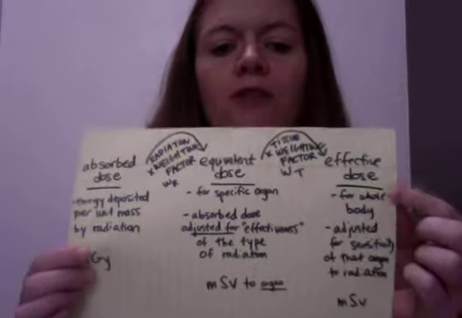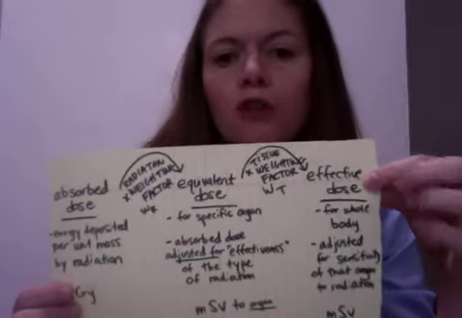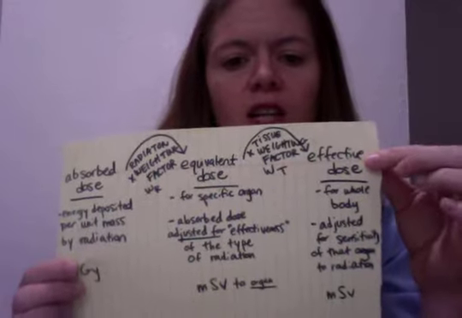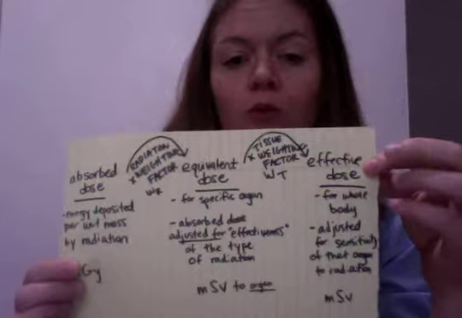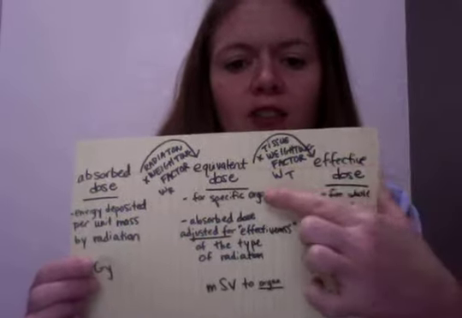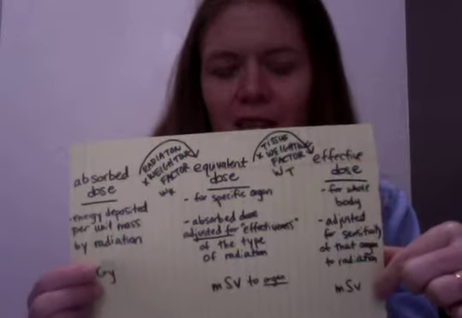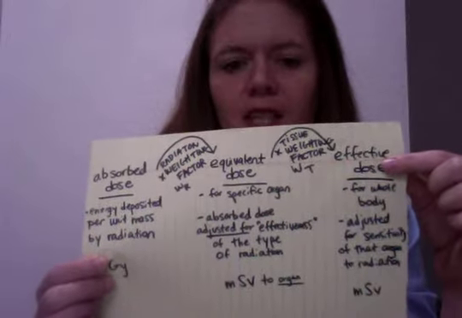And then we move on to effective dose, or whole body dose. This is usually what we hear about in news reports, or just when we talk about radiation in general. And it is the equivalent dose adjusted for the sensitivity of that organ to radiation. So we multiply the equivalent dose by the tissue weighting factor, W sub T. Same units used, millisieverts, but now we don't have to specify what organ it's for. We'll get into these tissue weighting factors in a minute too.